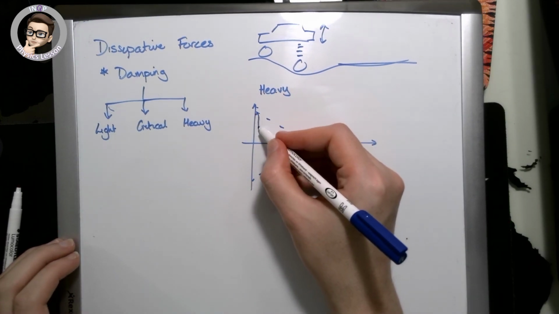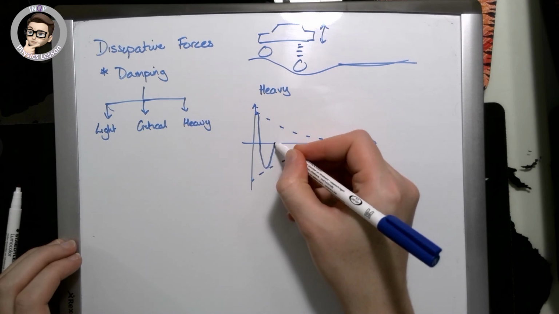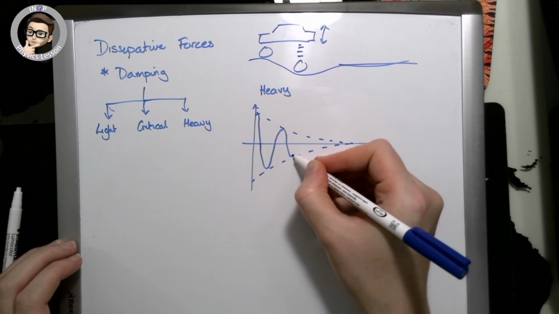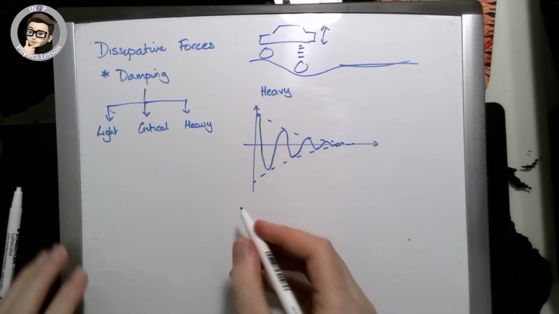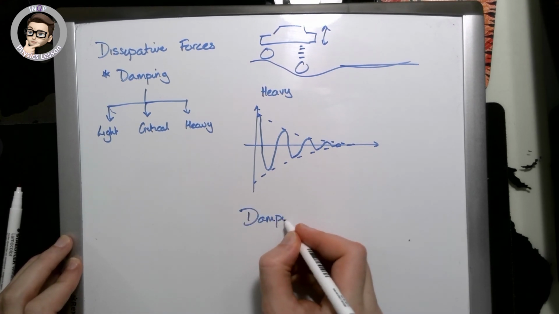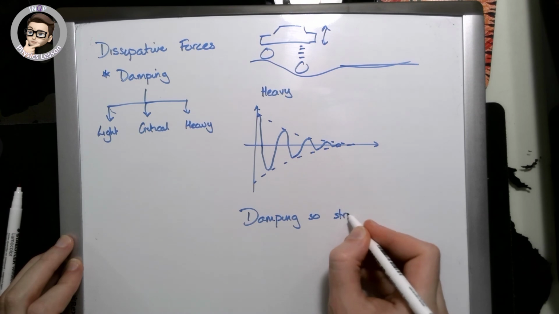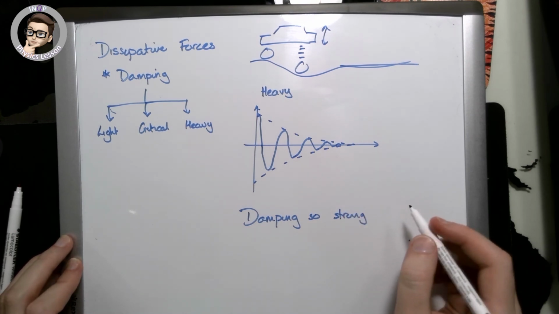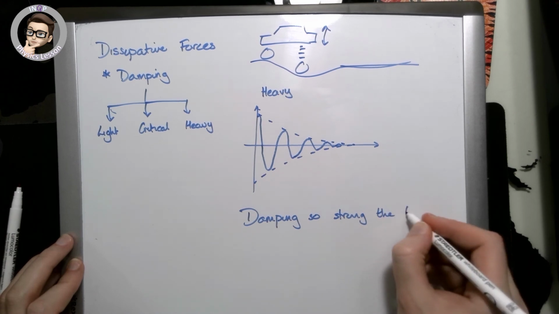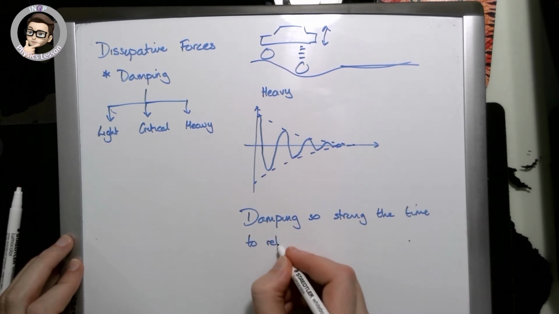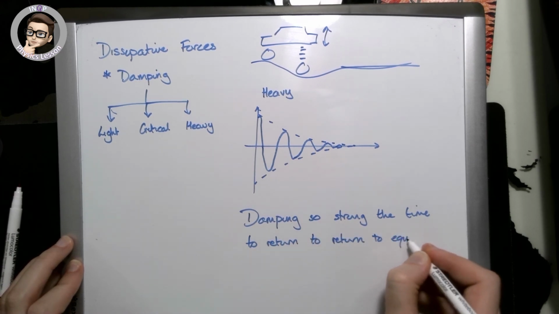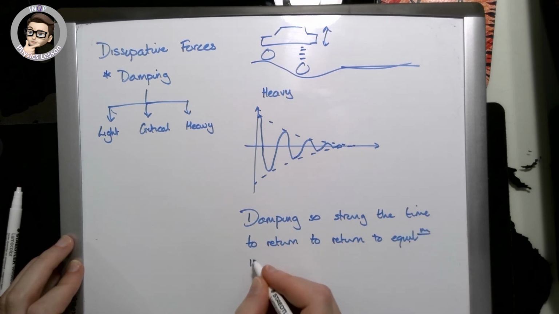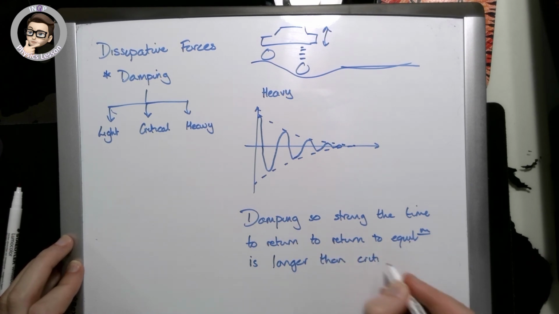So let's draw it on. We're going to have one oscillation, back up, 2, back up, 3, and then we're effectively 0. So the damping is so strong the time to return to x0, so the time to return to the equilibrium, is longer than critical. So that actually means we put too much force into it.